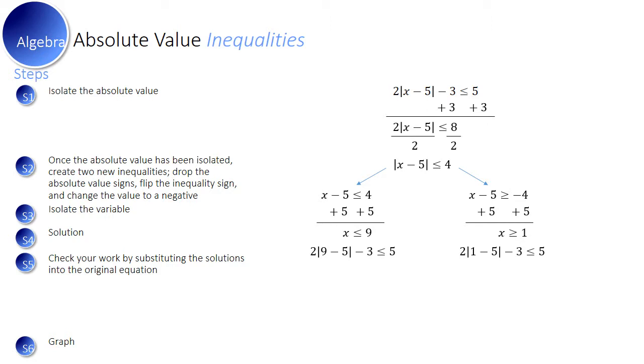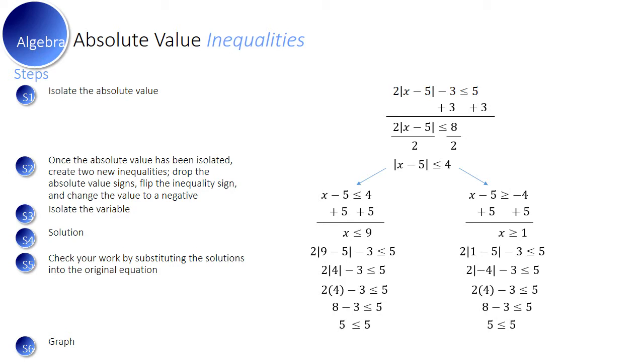Once we've got our two solutions, the next step is to go back and check them. So we're going to take the 9 and plug it back into the original inequality. So it's going to be 2 times the absolute value of 9 minus 5, minus 3, is less than or equal to 5. So again, start inside of the absolute value. 9 minus 5 is 4. The absolute value of 4 is 4. 4 times 2 is 8. And 8 minus 3 is 5. So 5 is less than or equal to 5.